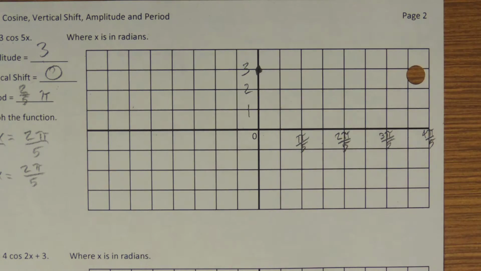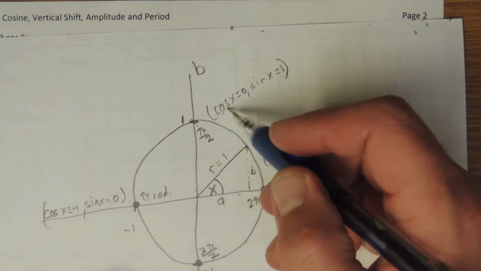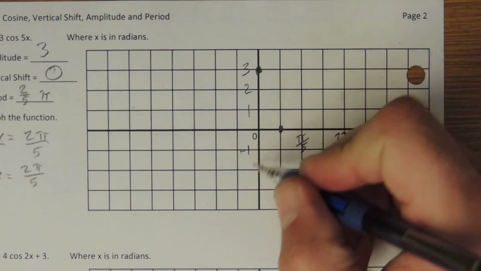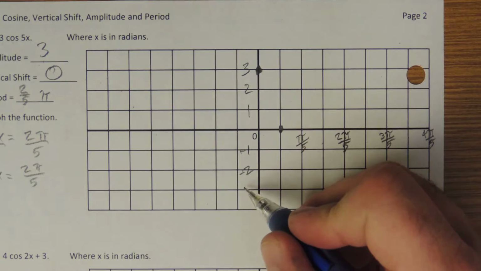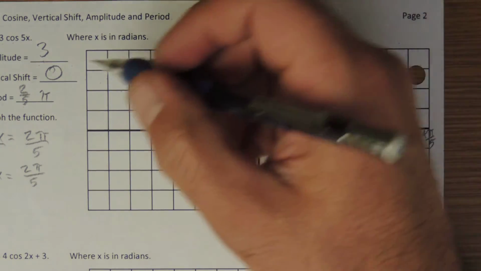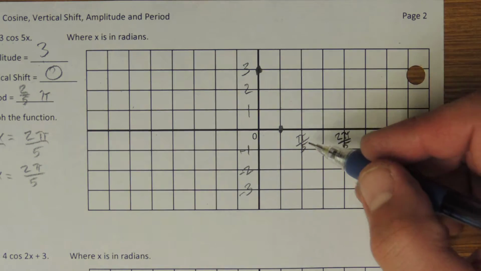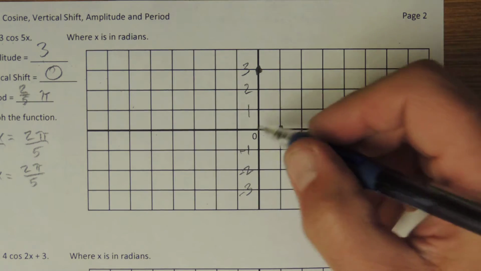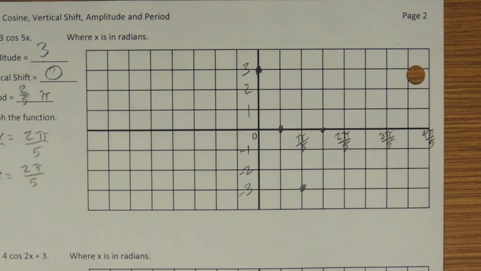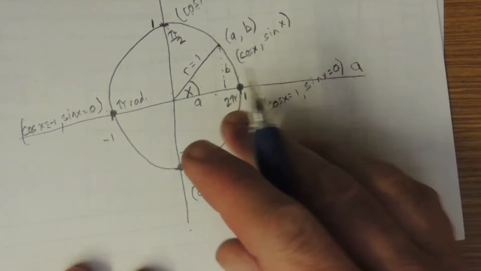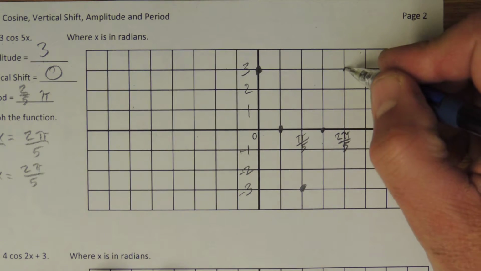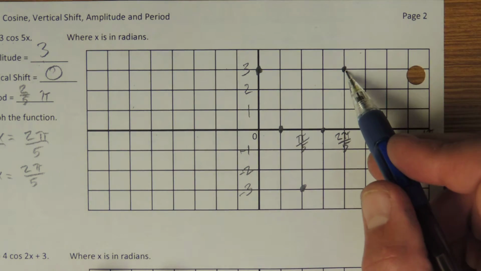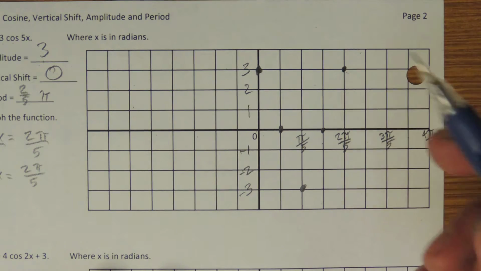At a quarter cycle, cosine is 0. So I'm back to 0. Then at a half a cycle, cosine is at -1. So I multiply -1 times 3. I get -3. At 3/4 of a cycle, I'm back to 0. And then 1 full cycle, I get back to exactly where I started. So I'm back to cosine equals 1, 3 cosine equals 3.